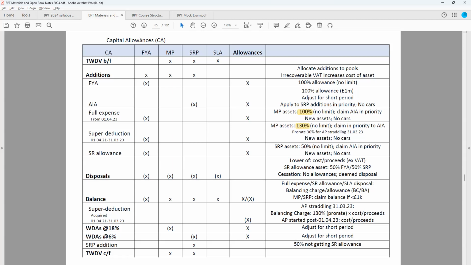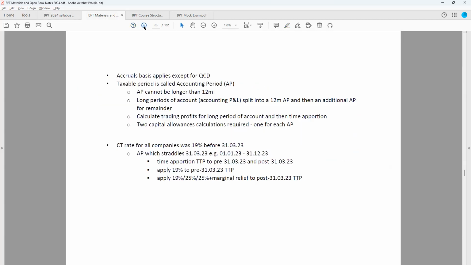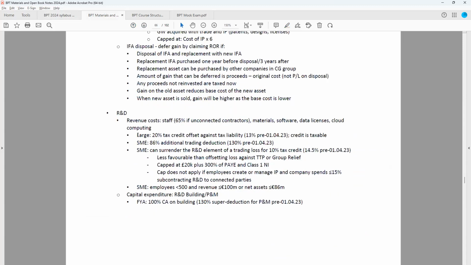Then again, a change on the rate is a significant change for the companies which are affected. But in terms of the BPT exam, for the R&D rate, you just apply the correct rate. So is it an SME or is it a large company? And once you've identified whether it's a large company or an SME, you can apply the applicable rate. But just bear in mind, this has changed for 2024. So the large rate, the tax credit has increased, and the SME additional deduction has reduced.